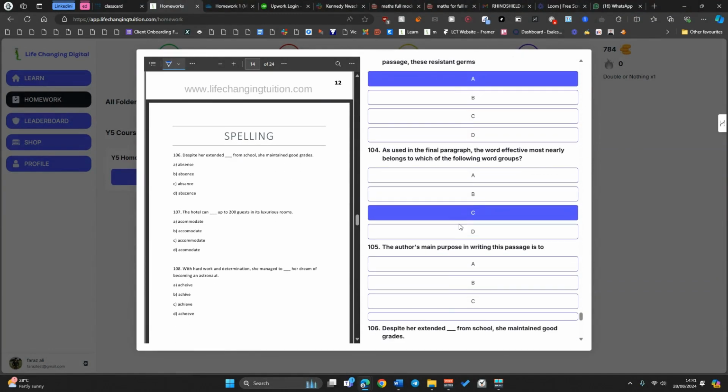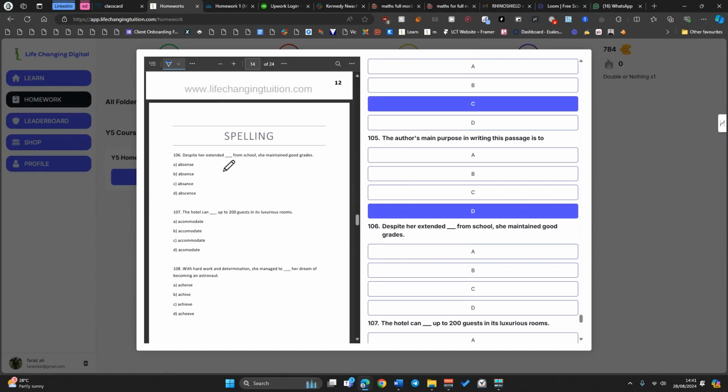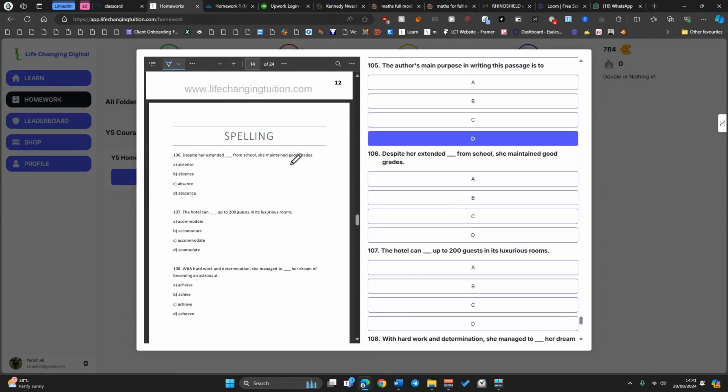Okay, question 106 now. Let me just select the right option here, D. Question 106. Despite her extended absence from school, she maintained good grades. Okay, so now we have to get the correct spellings here. There isn't much to go over on these apart from just understanding the spelling. There isn't any technique to this, so I will just go through and read out the answers here.